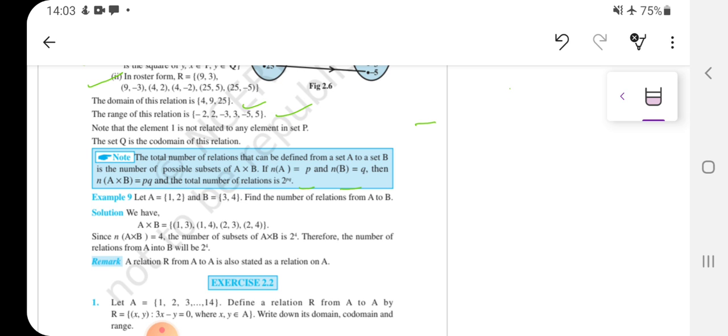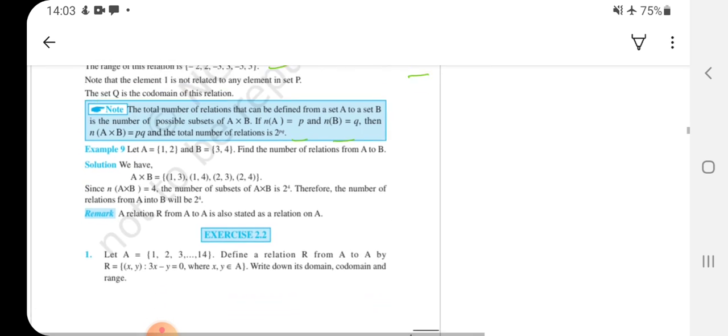So that means A cross B will have 2 power 4 subsets. 2 power 4 means 16, right? 16 subsets will A cross B have, and the subsets of A cross B are actually what? They are actually relations. So relations from A to B will be what? There will be 16 relations from A to B.